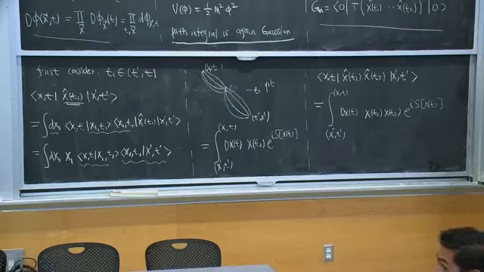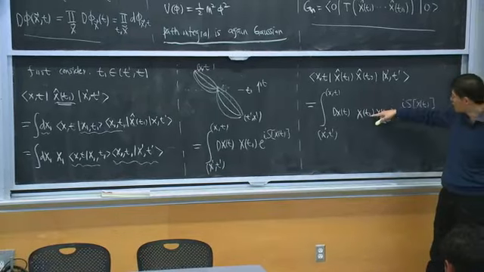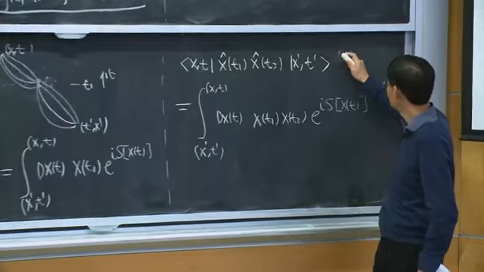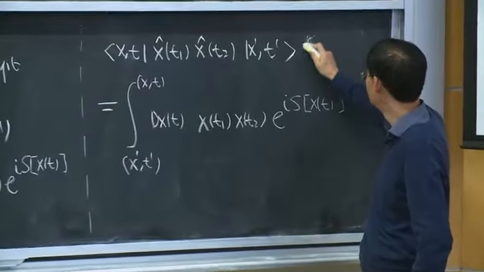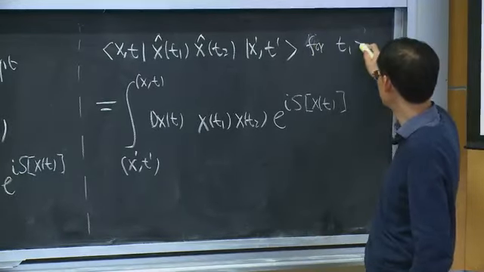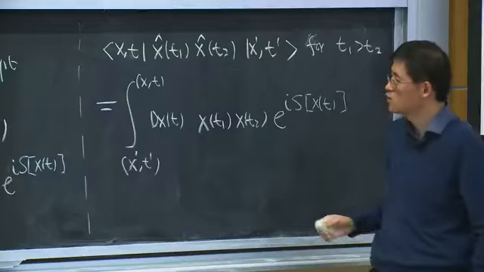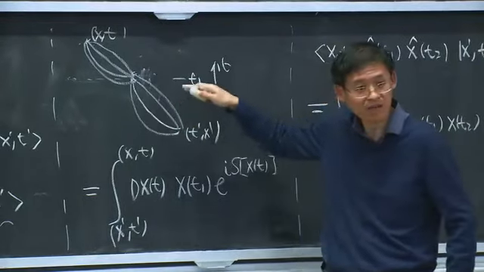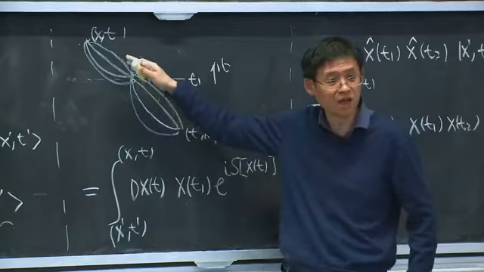Yes? Because you have to order them. Exactly. This is only equal to that when t1 is greater than t2. So remember, all these paths don't come back in time. The paths go forward in time, they don't come back.